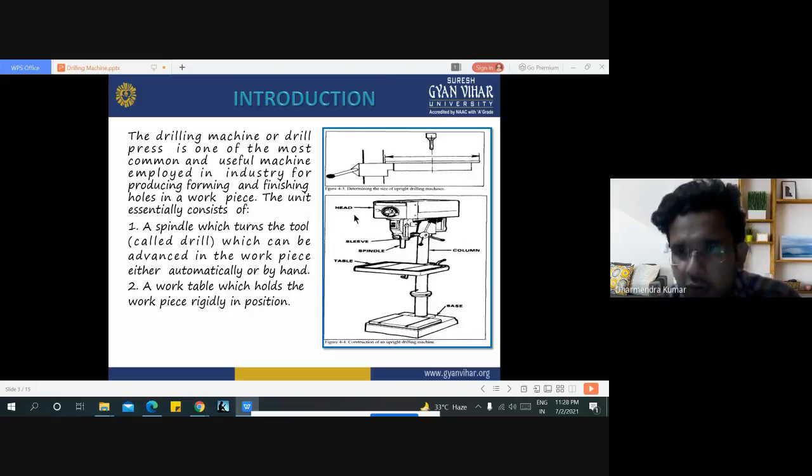Here is the basic diagram of a drilling machine. It consists of the following parts: base, table, which is used for putting the workpiece, spindle, which is used for applying the drill bit, sleeves, column, which is the stand of the overall drilling machine, and the head, which is associated with the upper part of the drilling machine.